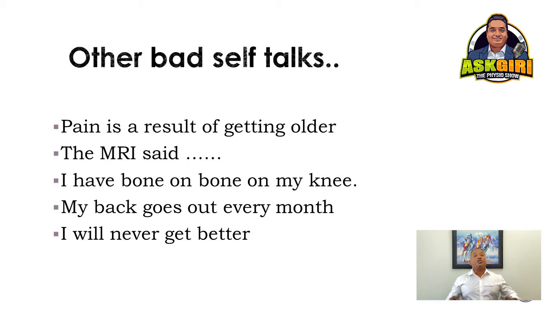And the other one is, oh, the MRI said I have disc bulge. The MRI said I have this. The MRI said I have this. MRIs have their own value. MRIs cannot define pain, right? MRIs are basically a snapshot in time of one joint. It is there to find out any structural changes or pathology which requires immediate interventions.